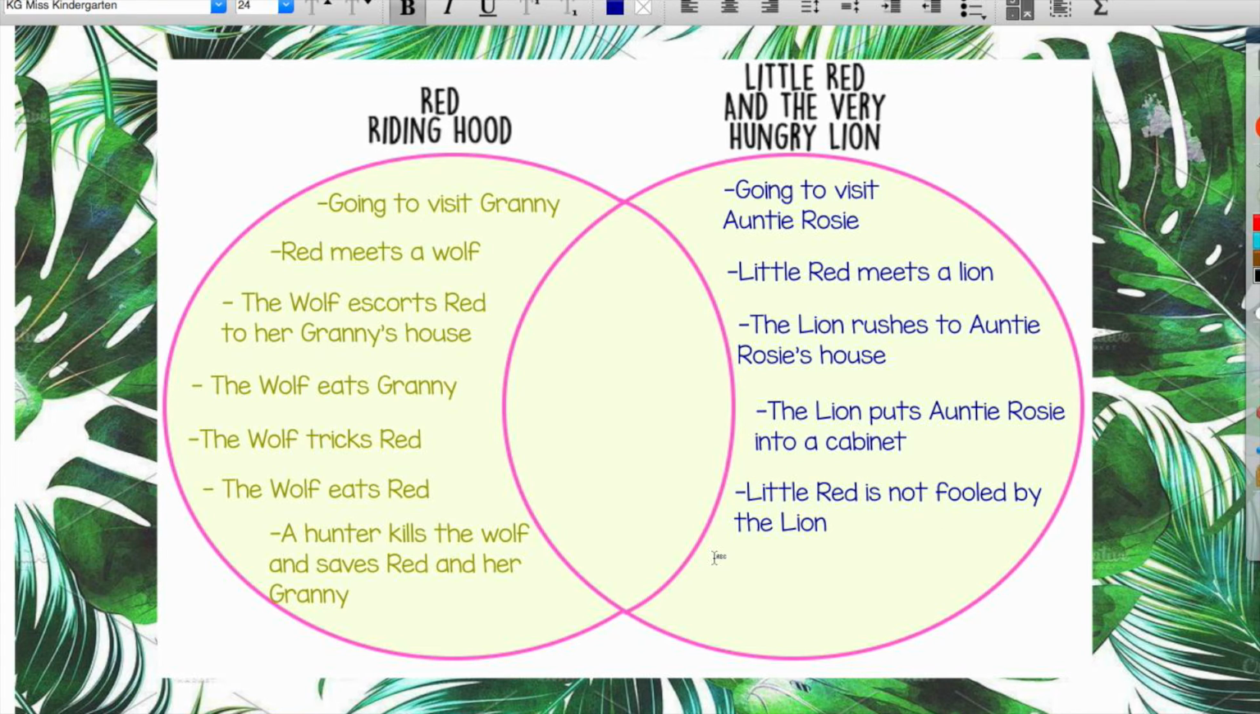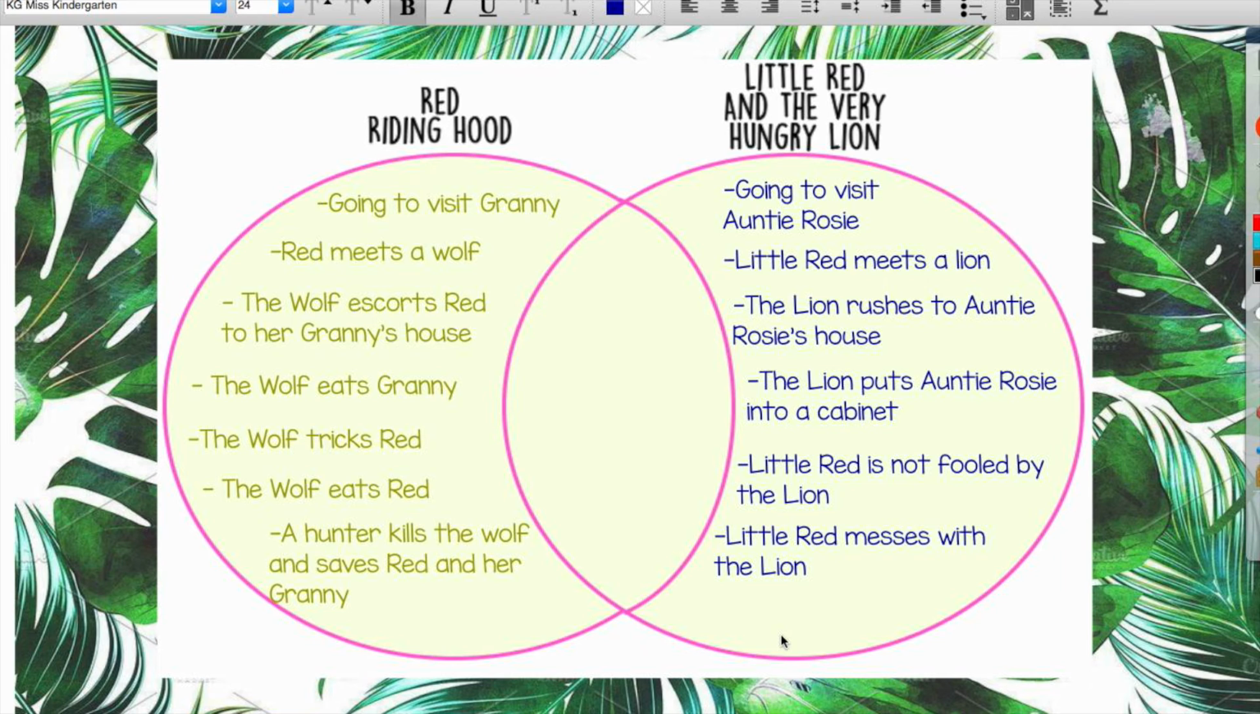As a result of Little Red knowing that it's the lion disguised as Aunt Rosie, what does she do? Is she asking him lots of questions? No, she decides to teach him a lesson, and she ends up messing with him, right? By doing all of those ridiculous things. So I'm going to include that on my chart as well. Little Red messes with the lion.